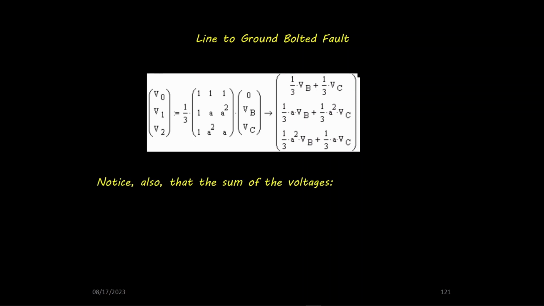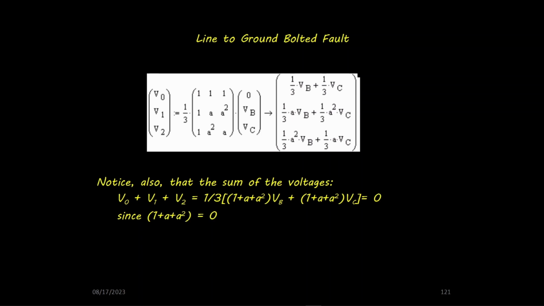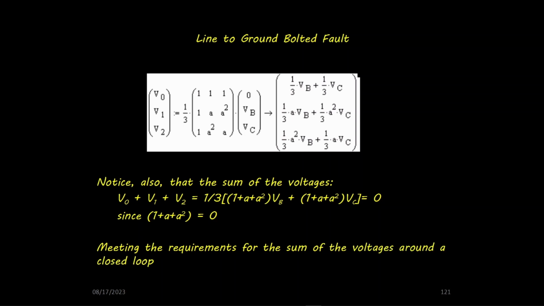The sum of the voltages V0 plus V1 plus V2 equals 1/3 the quantity (1 plus A squared) times VB plus (1 plus A squared) times VC equals 0. Since 1 plus A squared equals 0, this meets the requirement that the sum of the voltages around a closed loop be equal to 0. Substituting the boundary conditions into the circuit equation, we get the results shown.